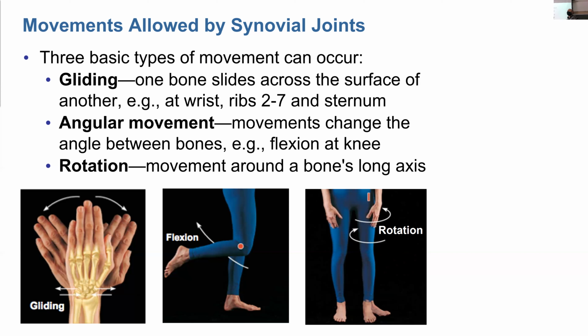This is when bones are moving around their long axis. They're turning, basically. So I can rotate my humerus. I can rotate my femur, right? There are lots of examples of that. Those are the three primary kinds of movement that are created by those joints.